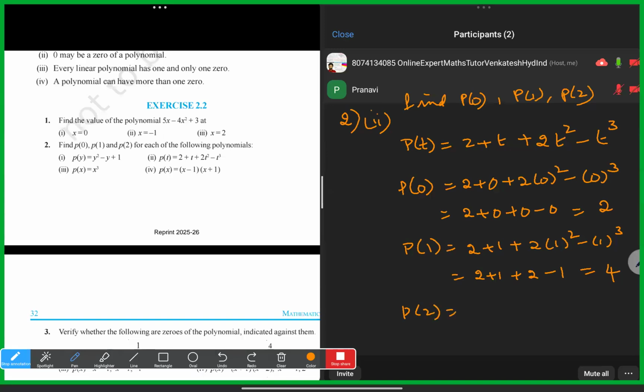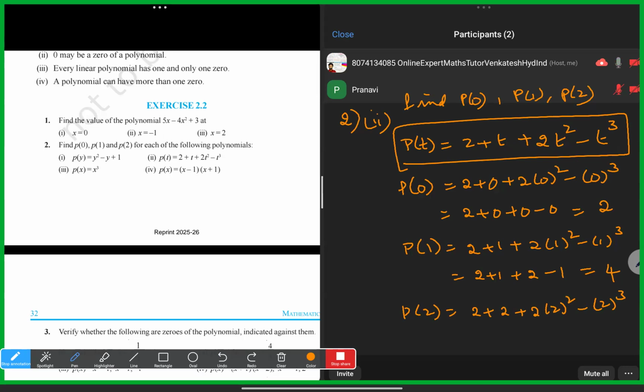Then next is P of 2. P of 2 means wherever in the polynomial there is t, we will keep a 2. So 2 plus 2 plus 2 into 2 square minus 2 cube. 2 plus 2 is 4, plus 2 square is 4, 4 2s are 8. Minus 2 cube is 8. So 4, 8 and minus 8 will become 0. So the answer is 4.